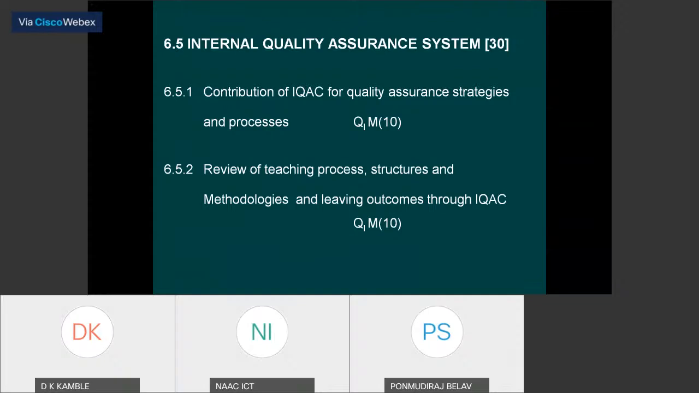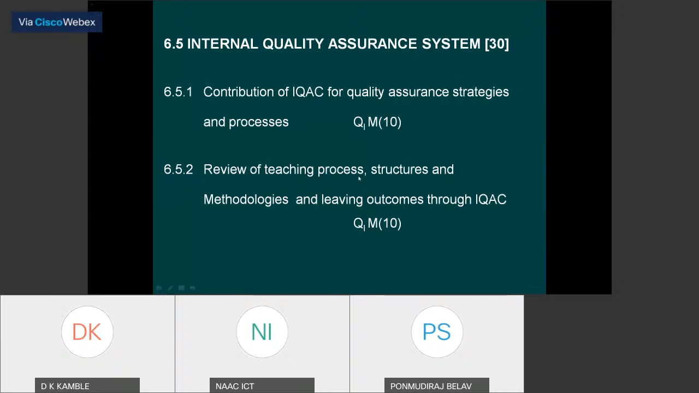Then internal quality assurance system. For that, 30 weightage is there. What are the activities and contributions of the IQAC? Normally after accreditation the IQAC is functioning in the institution, not an issue. But here the institution has to provide the minutes of the meetings and proceedings of the IQAC. They should hold at least 3-4 meetings yearly, at the beginning, middle, or end. How many are conducted depends on their institutional activities and progress. That is required.